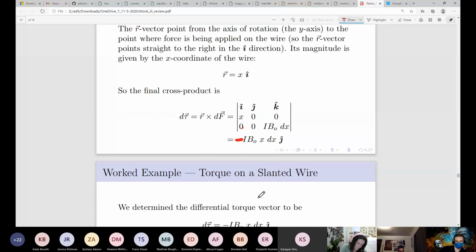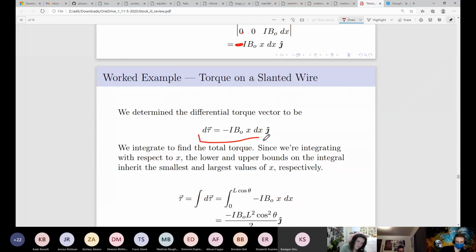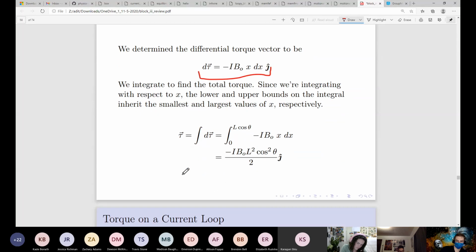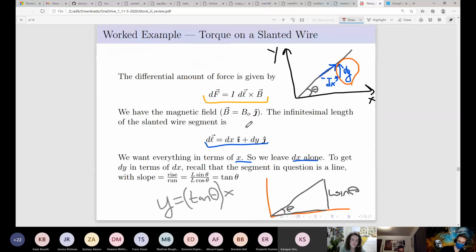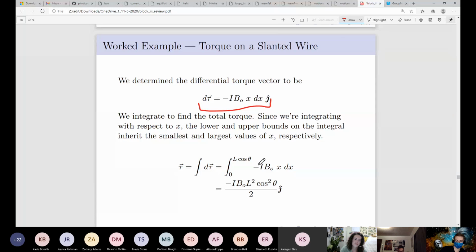We're almost done. We just have one step left. Now that we have our differential torque, we can integrate to find total torque. And we're integrating with respect to x. That's what we did at the very, very beginning, where we had to express dy in terms of dx so that we can take this integral. Well, now it's important. Now that everything's in terms of x, we can just set up an integral.